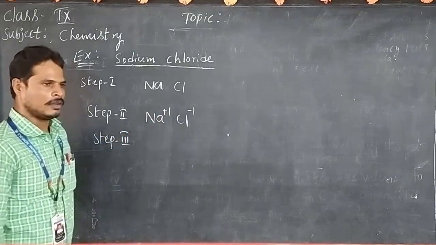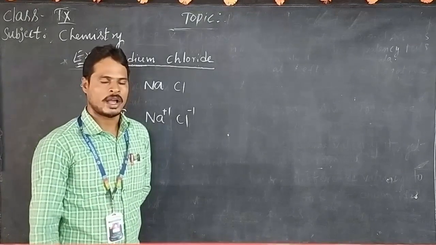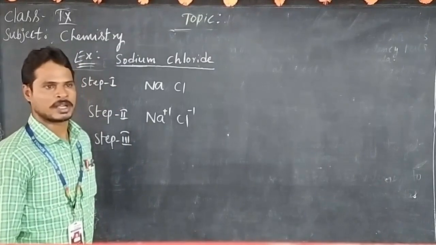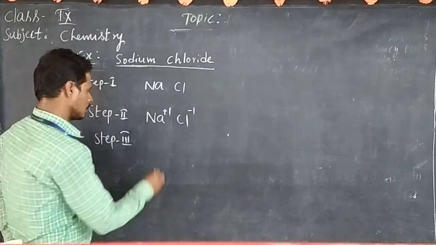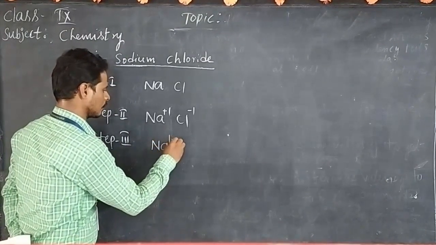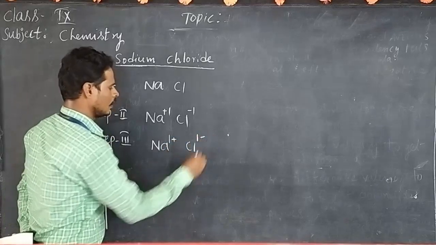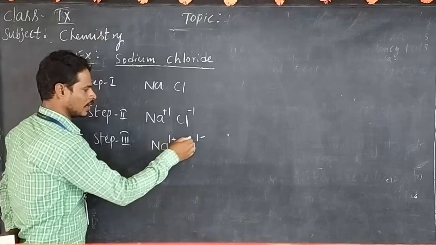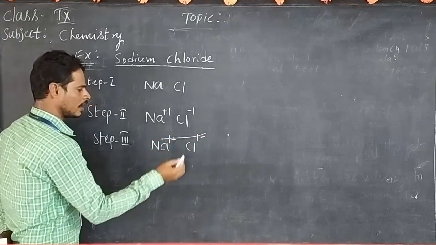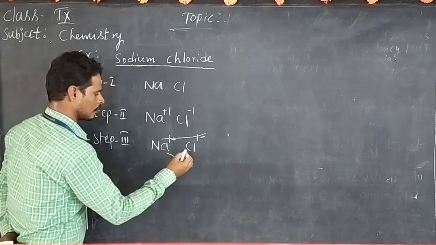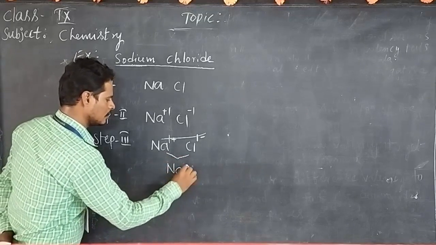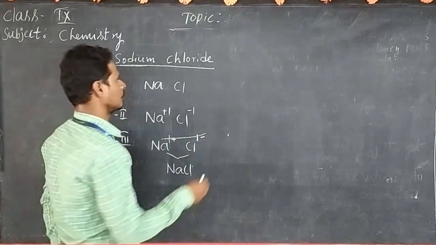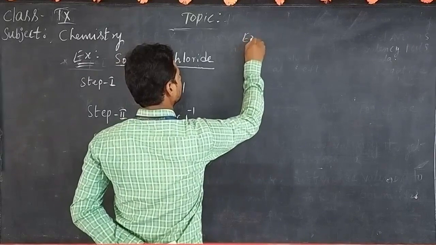We know that if cation and anion have the same valency, they get cancelled, and we write the chemical formula directly. Here cation and anion have the same valency, that's why they get cancelled directly. To write the chemical formula, NaCl. Next, another example you can take. Example 2.